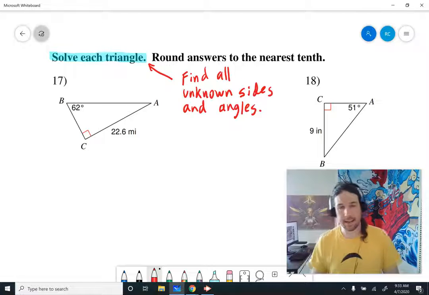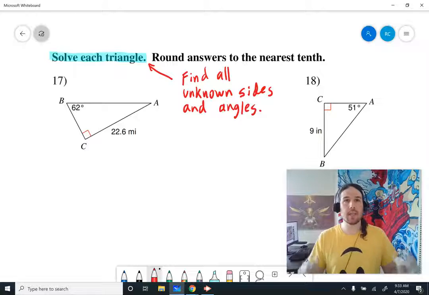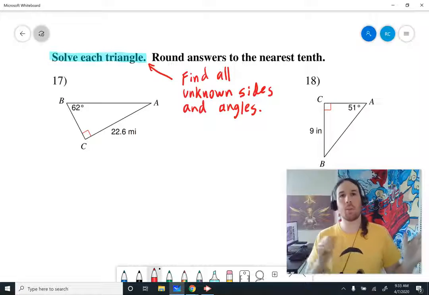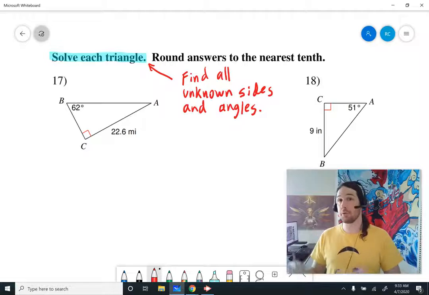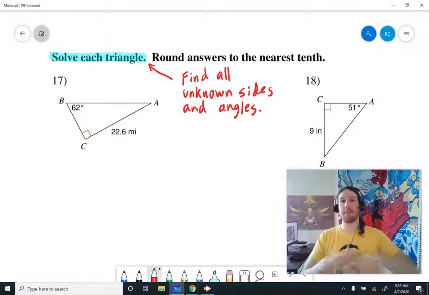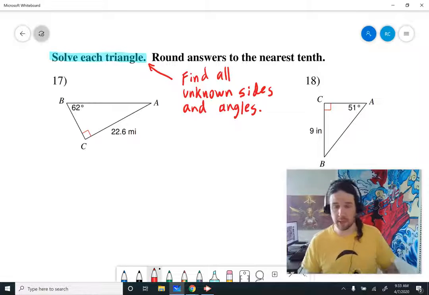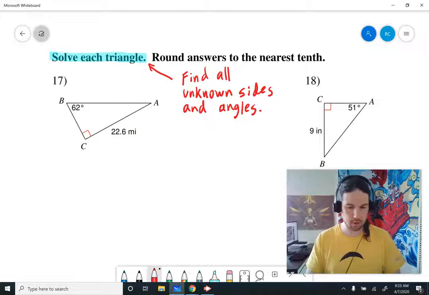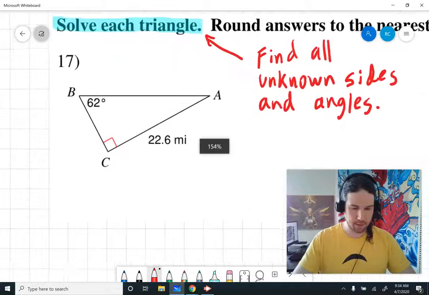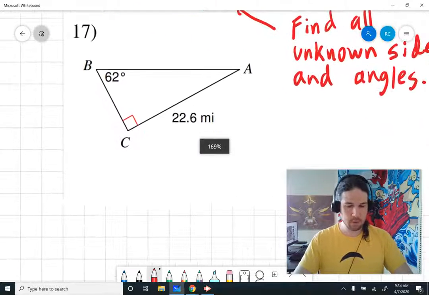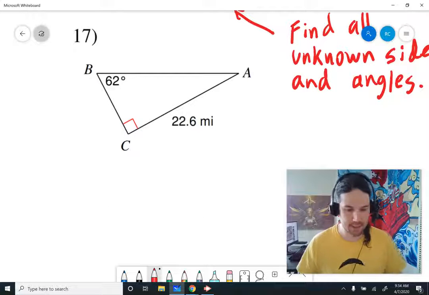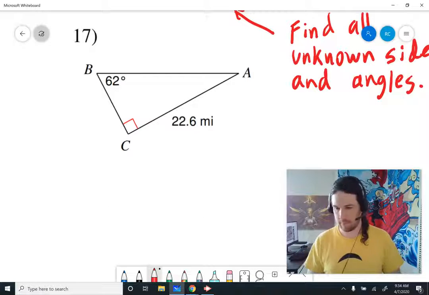And the idea is that in a right triangle, all you need is one side and one angle, or two sides, and you'll be able to find everything else about that right triangle, which is super useful, especially for those of you planning on going into construction. So let's look at this problem here. Again, you can ignore the fact that it says 17. Don't worry about that.